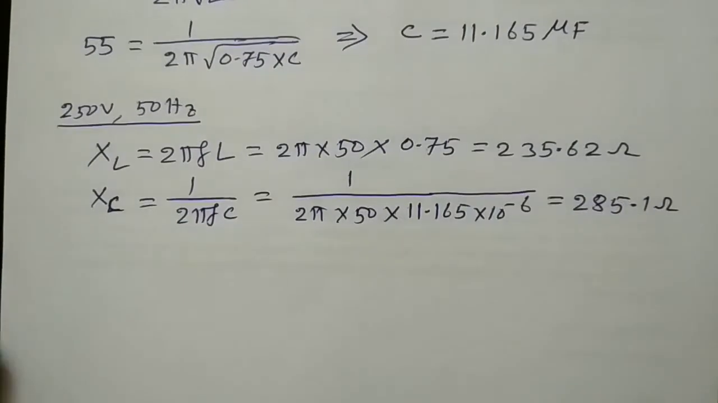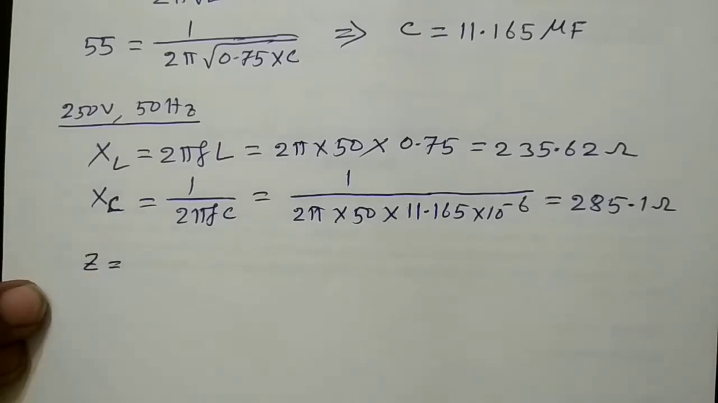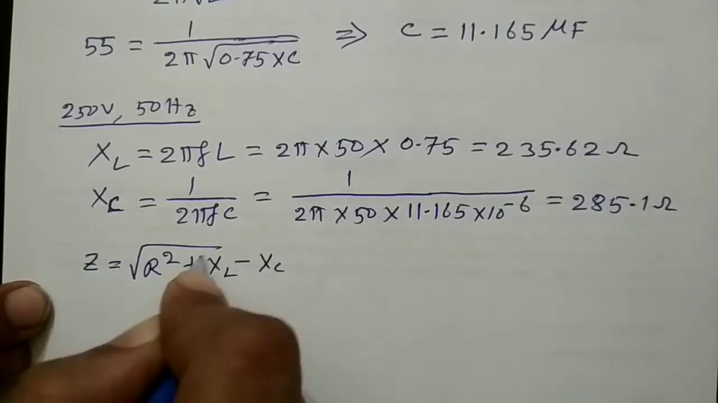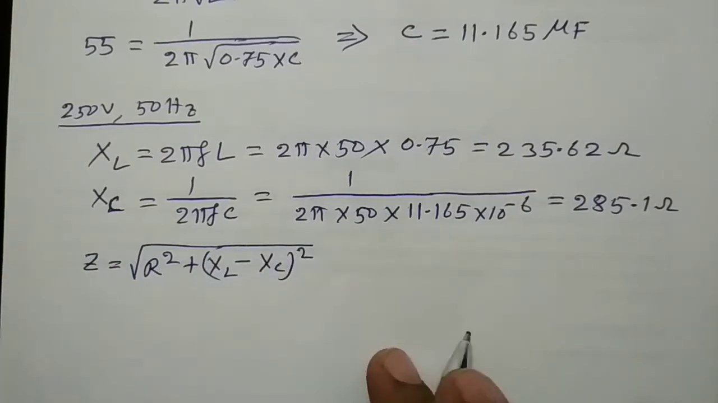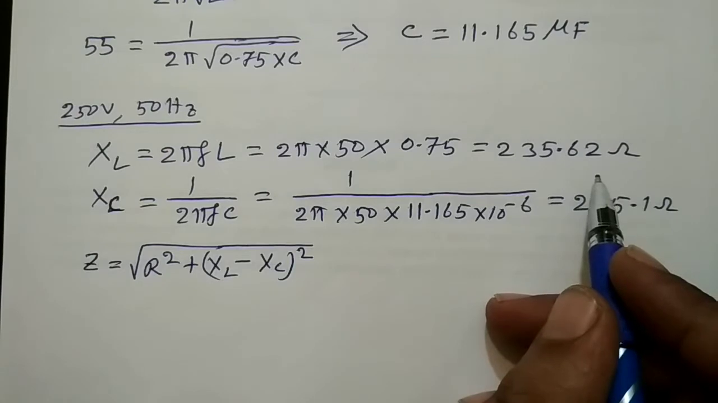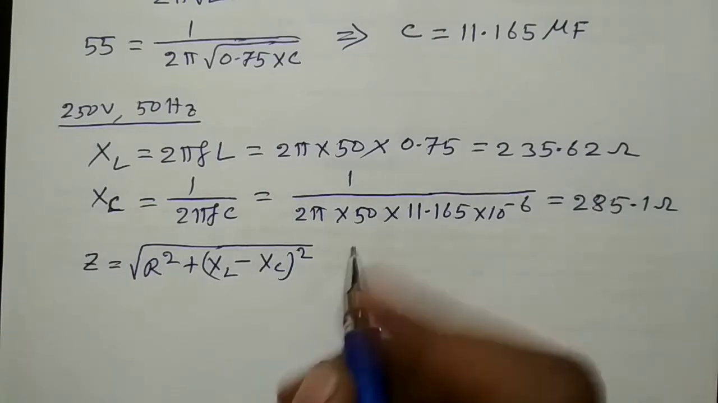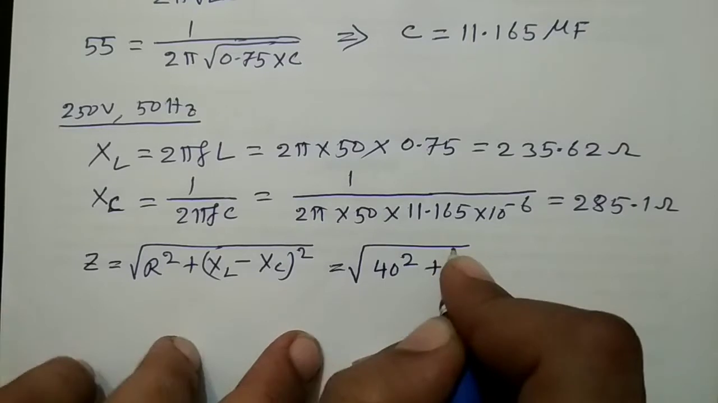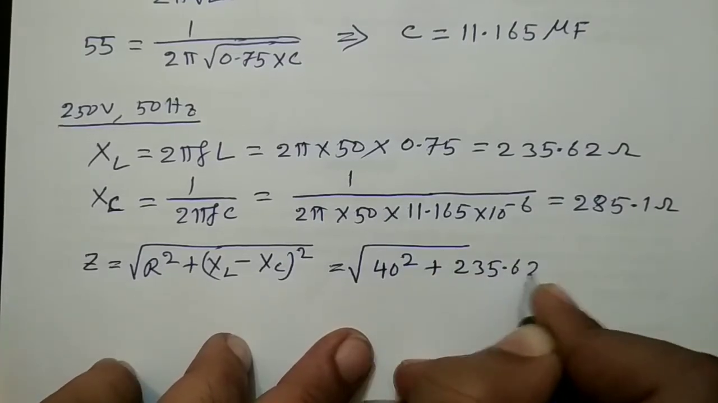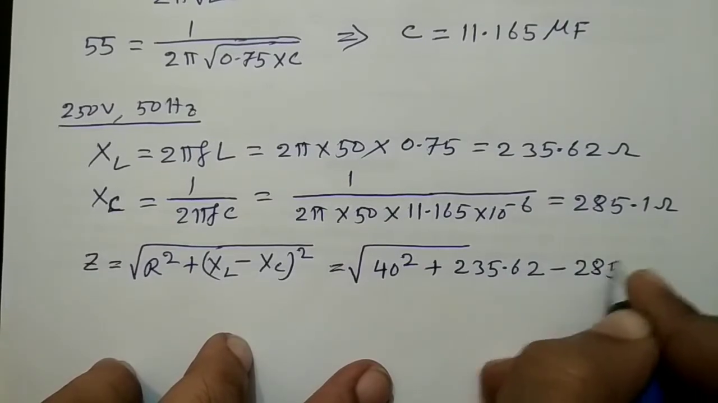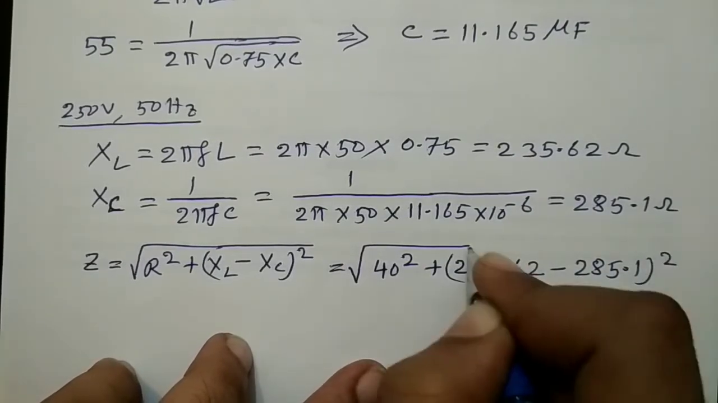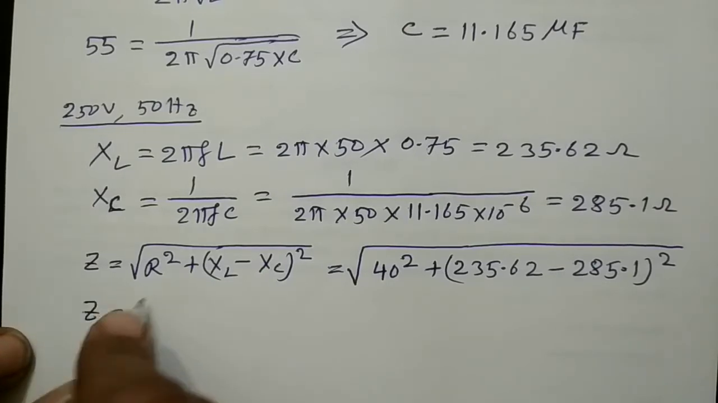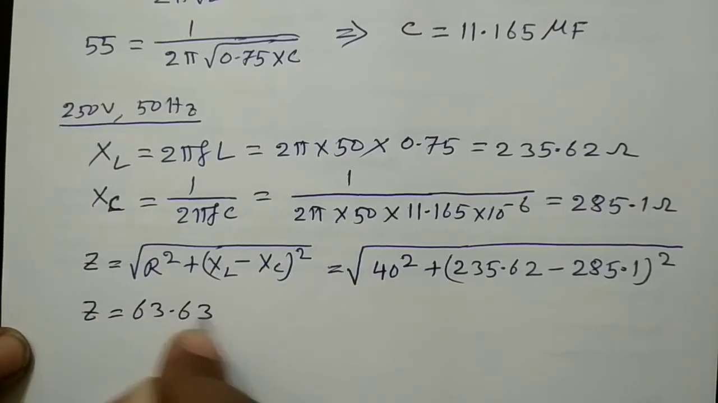Next is the impedance. The impedance is the square root of R square plus XL minus XC whole square. Here we can see that the value of XC is greater than XL. That means the circuit will be resistive capacitive in nature. So put the values here. R is 40, XL is 235.62 and XC is 285.1 whole square. So after simplification, the value of Z will be 63.63 ohms.